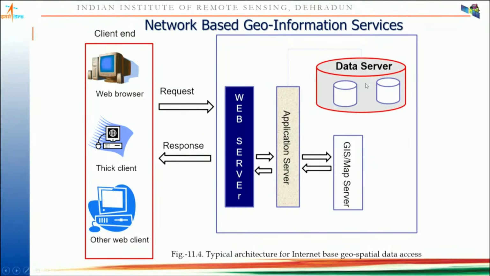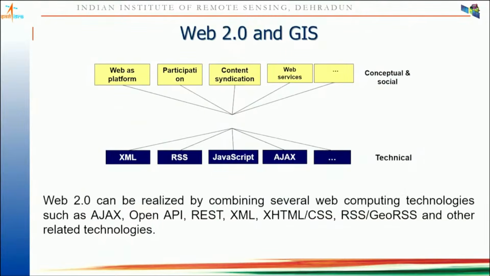Today we have geocomputation techniques, we have big data analytics, we have structured and unstructured data. So then you need application servers, you need GIS servers, and then you can take the request from the users and serve it back to the users by using these network-based geo-information services.